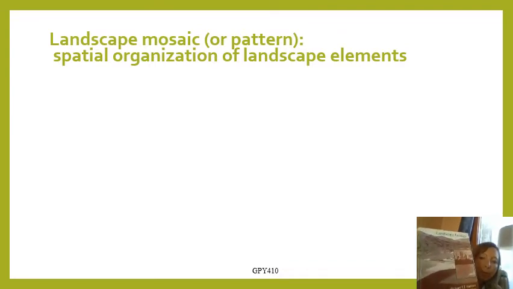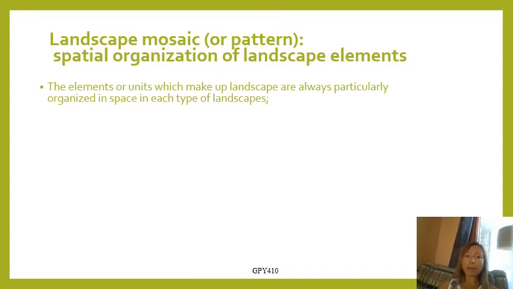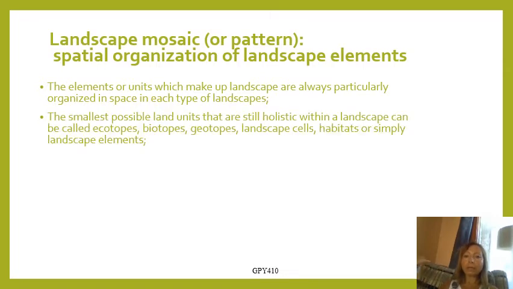So during the next few weeks, we are going to use this book, Landscape Ecology by Richard Forman and Michel Godron. And this week we are reading the first chapter from this book, Landscape and Principles, and we will be learning about landscape mosaic or landscape pattern, which is the spatial organization of landscape elements. The landscape elements are those smallest units that make up the landscape that are always particularly organized in space in each type of the landscape. And they're kind of repetitive and they replicate themselves at various scales.